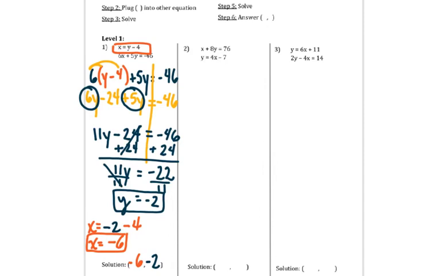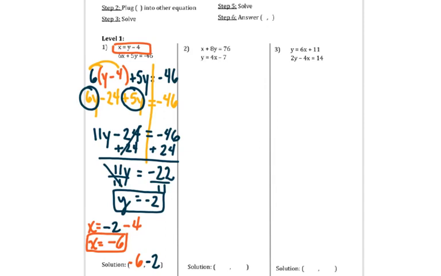So the solution of these two lines, where they would cross, goes left 6 and down 2. Those are the x's and y's that would make the left side equal to the right. So my solution is negative 6, comma negative 2. Now try the same thing with numbers 2 and 3.